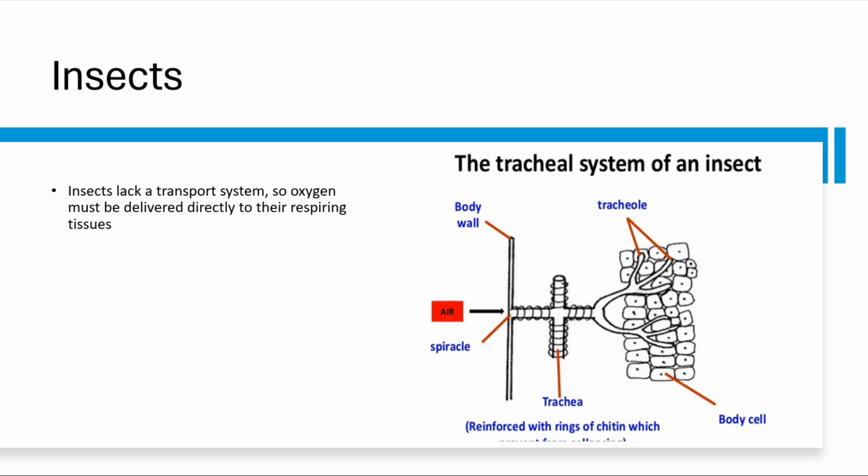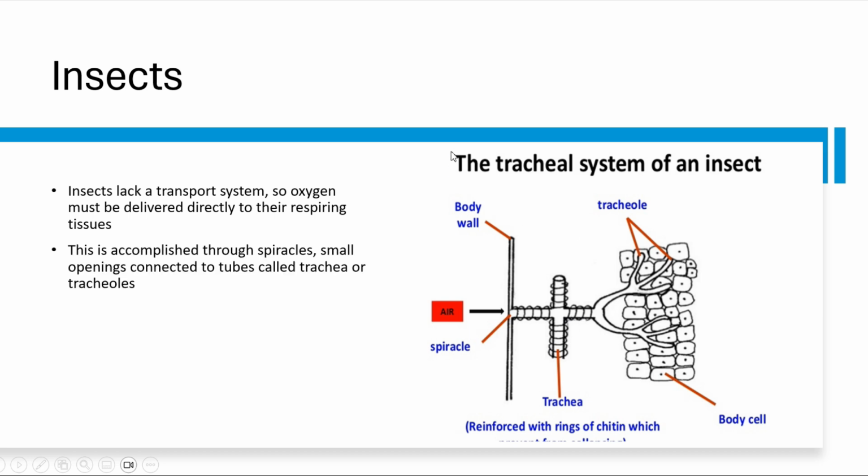Alright, cool. Insects lack a transport system, so oxygen has to be delivered directly to the respiring tissue. The air has to come in through the spiracle, a little hole in the wall of the body of the insect. It goes through the trachea, a little windpipe, then through the tracheoles and gets delivered directly to the cells. So this is accomplished through spiracles, small openings connected to tubes called trachea and tracheoles.